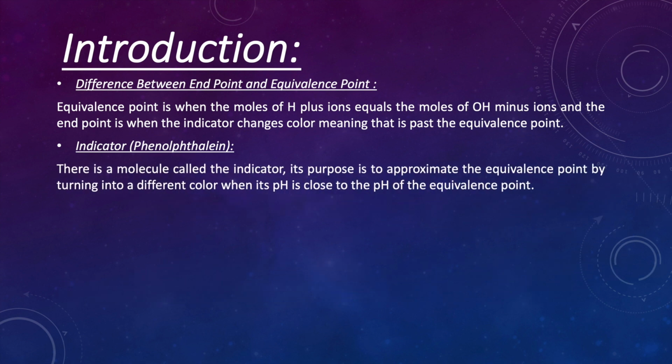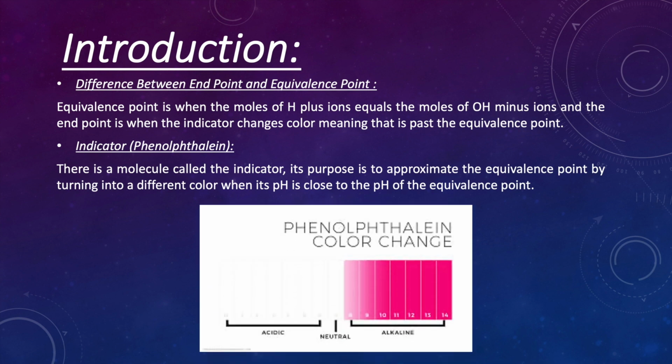Our indicator in this experiment is called phenolphthalein. It's a molecule whose purpose is to approximate the equivalence point by turning a different color when its pH is close to the pH of the equivalence point. And here's a chart to help you fully understand what I'm talking about.